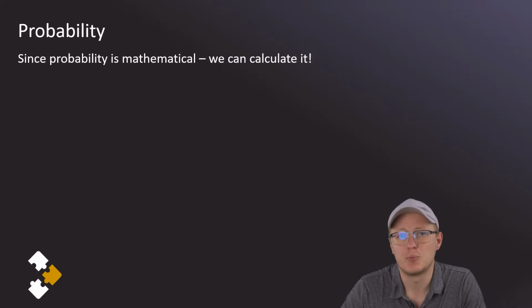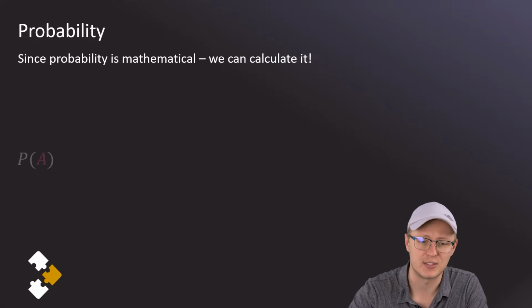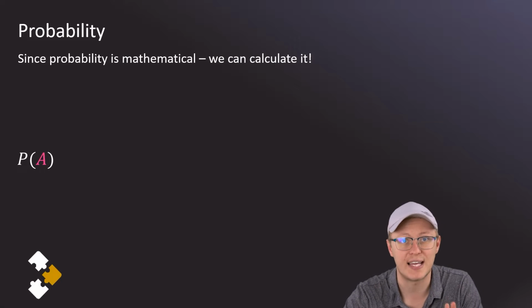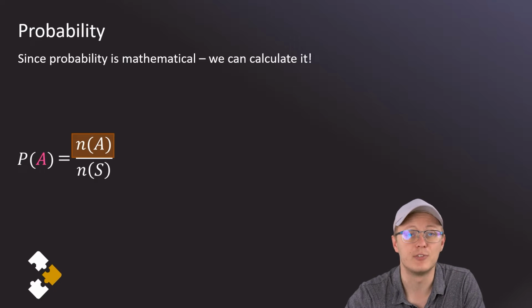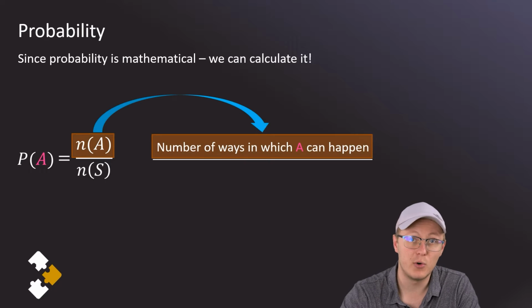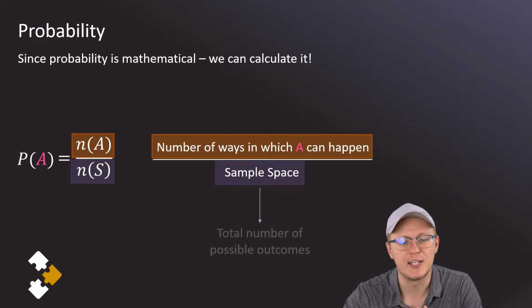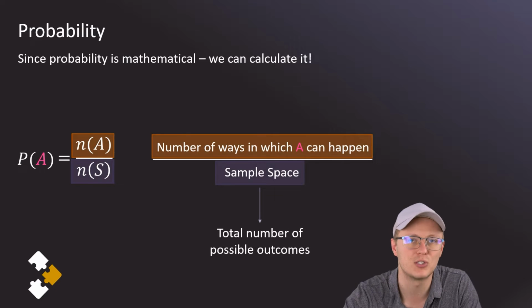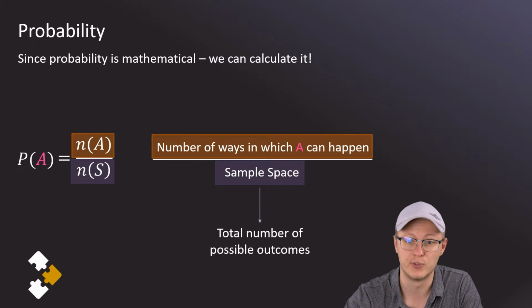Now, when we talk about probability, we're talking about something that is actually mathematical, and because it's mathematical, we can calculate it. So the probability of an event A is equal to the number of ways in which A can happen divided by the number of items in the sample space. So that's the number of ways A can happen divided by the sample space. And the sample space is just the total number of possible outcomes. So all the things that can possibly happen for this event A.